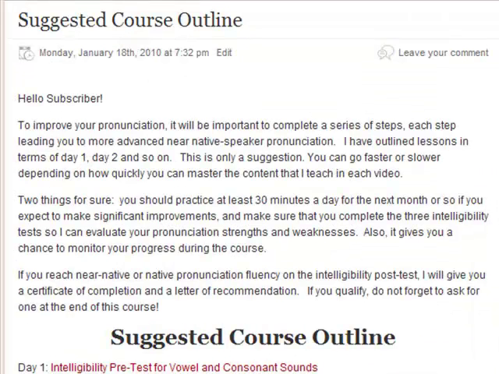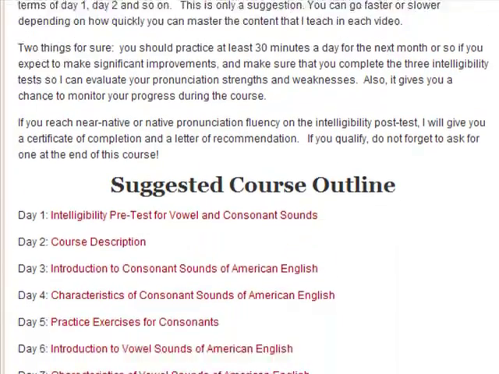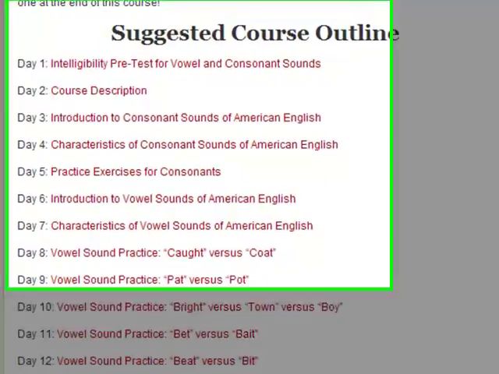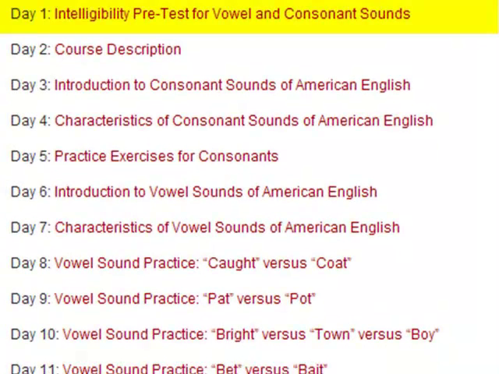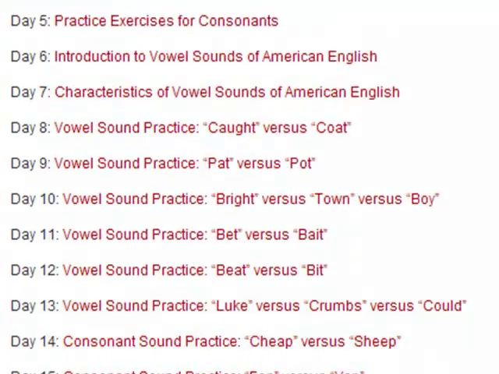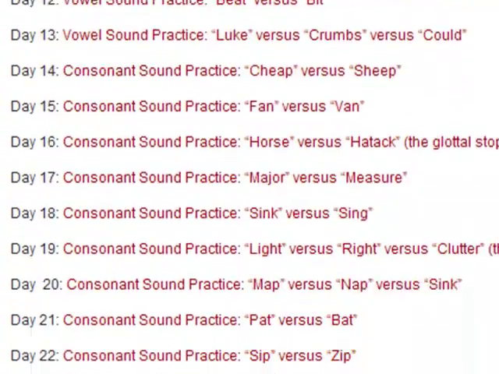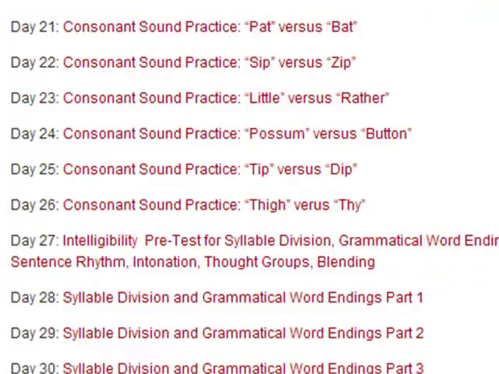As you go to my membership site, the first web page that you always will see is the suggested course outline. This is the meat and potatoes of the course, so to speak. You'll notice as I scroll down here, the suggested course outline begins with day 1, which is your intelligibility pretest for vowel and consonant sounds. In the entire course, it goes all the way to day 50.